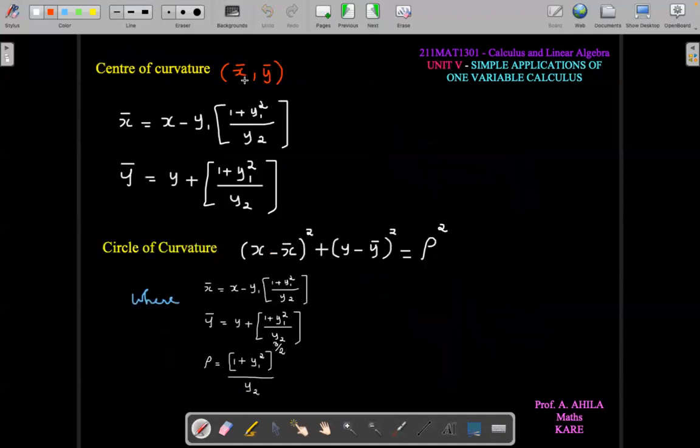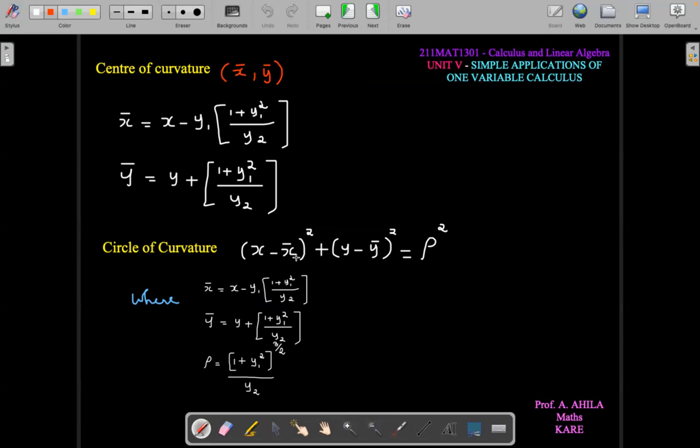Now, center of curvature is x bar comma y bar. It's a point. Center means always a point. So we write it as the ordered pair x bar comma y bar, where x bar is x minus y1 into (1 plus y1 square) by y2, and y bar equal to y plus (1 plus y1 square) by y2. So this factor is common for both. Compare and study. In x bar, minus comes; here, plus comes. And in x bar we multiply by y1; here we don't multiply by y1. Compare and study.